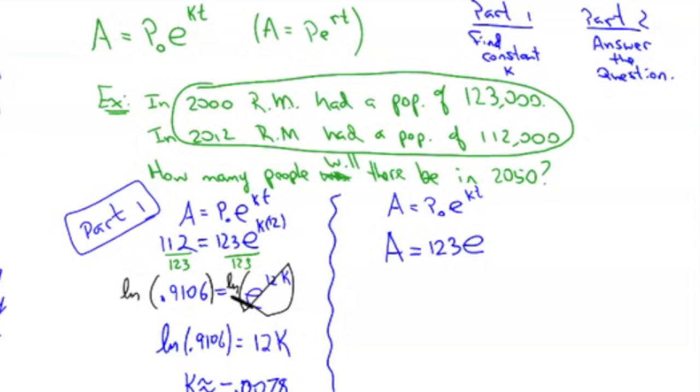e to the k. Do I know k? Yes, we just found it down there. That k is never going to change for this problem, so if they ask you for a different year, that k stays the same. And then t is going to be 50. So we're solving for this. You type it in here. I've got my handy dandy calculator.